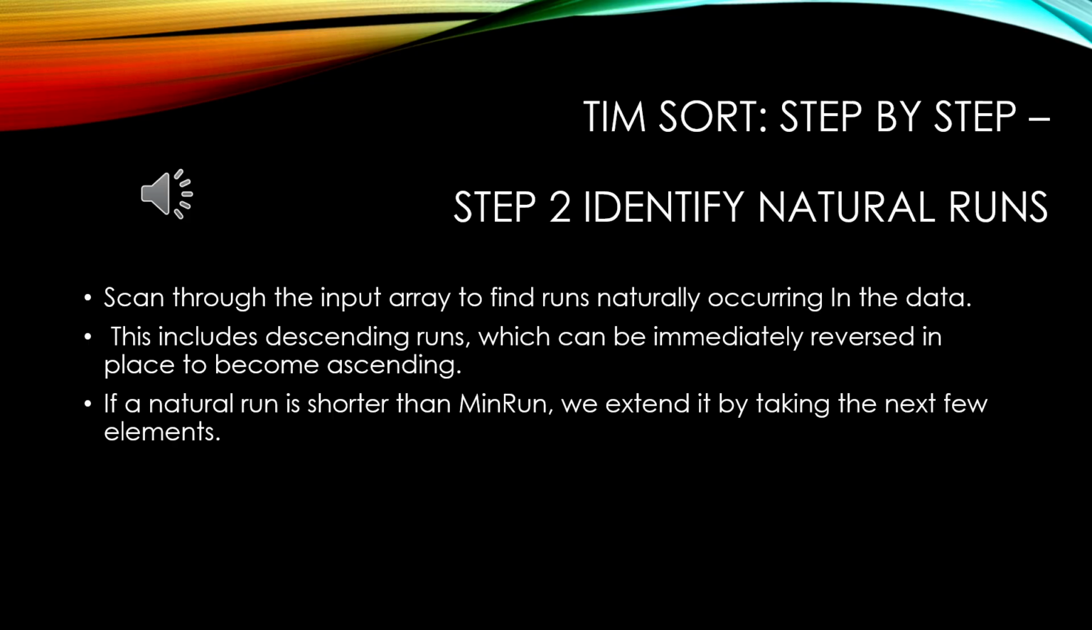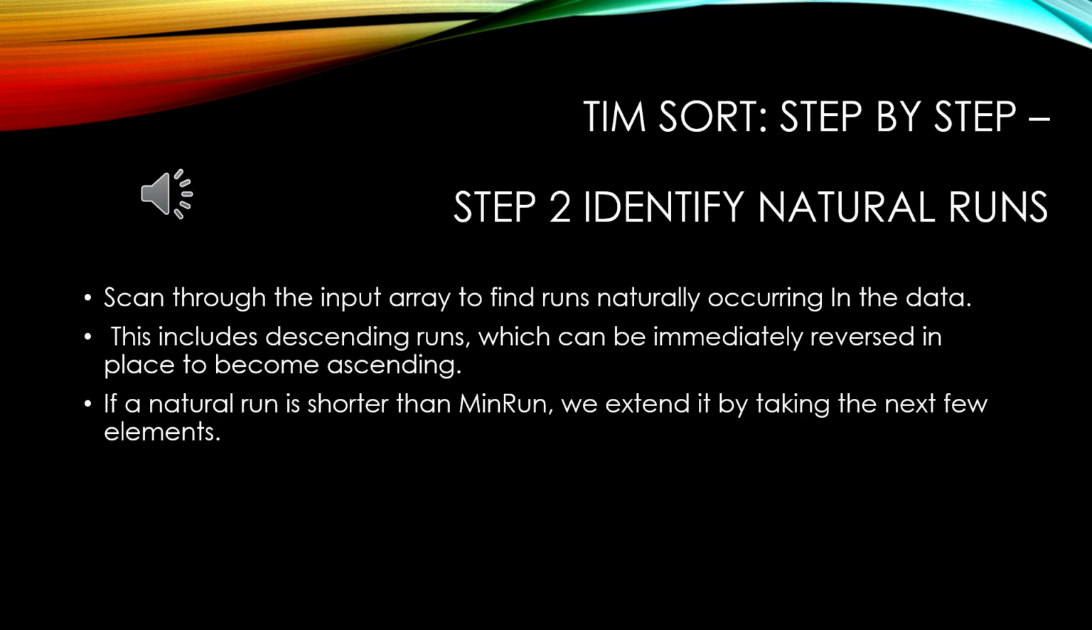Step 2. Identify natural runs. The algorithm scans the input array to find existing order. It's looking for runs that have already occurred naturally in the data. It's looking for the input that already has logical nature. It's pretty smart about it in that if it finds a descending run, it will immediately reverse it in place to turn it into an ascending run. This maximizes the length of the sorted segments with minimal work.